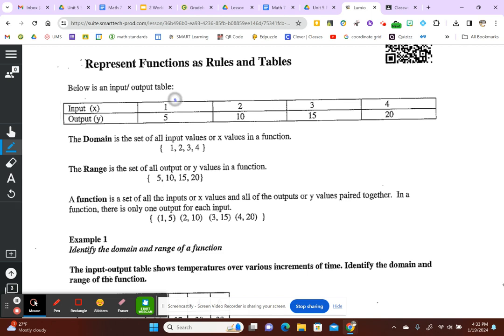Here, I can recognize that it's a function because none of the X values repeat. And if none of the X values repeat, you're not going to get a different Y for a different X if there are no different X's.